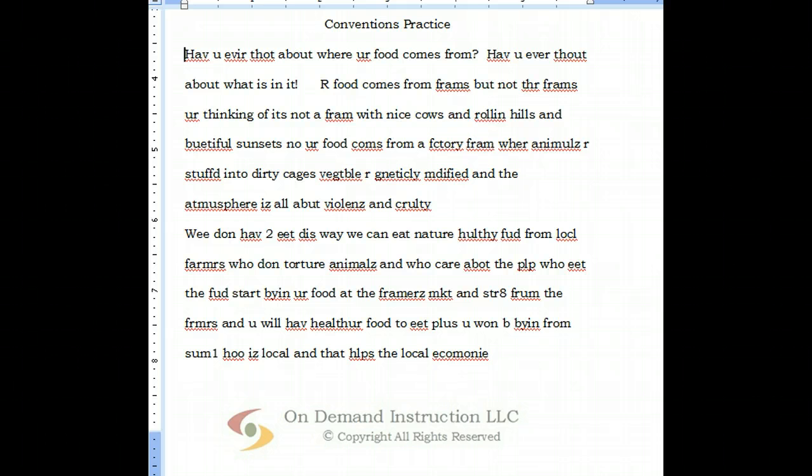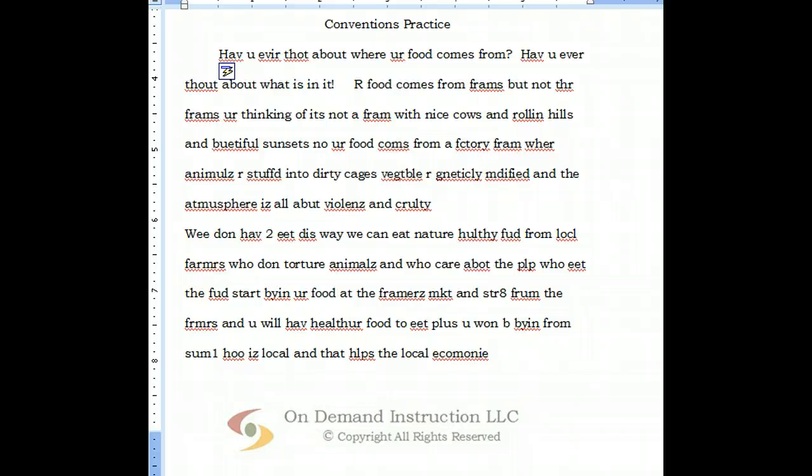All right, so let's take a look at this piece of writing here. We're just going to take this one sentence at a time. It starts off with: "Have you ever thought about where your food comes from?" Okay, so we're starting off with a question here, and the first thing that I would recommend to this student is to indent the paragraph.